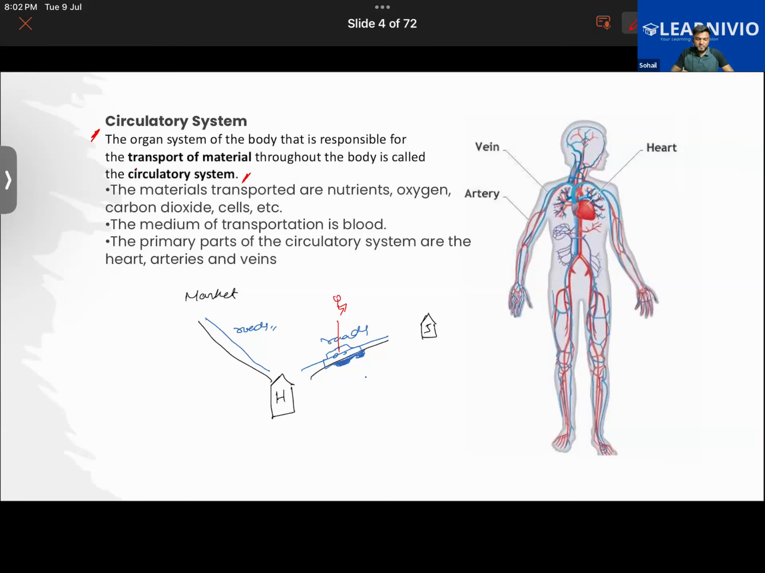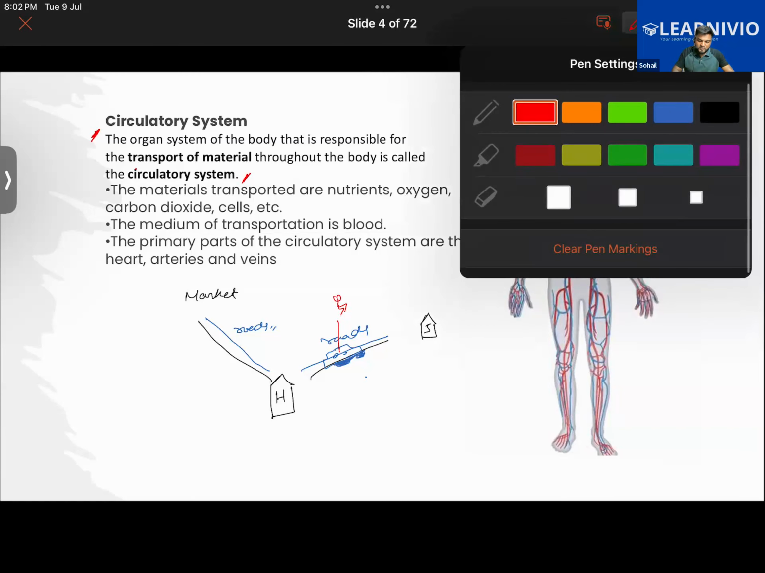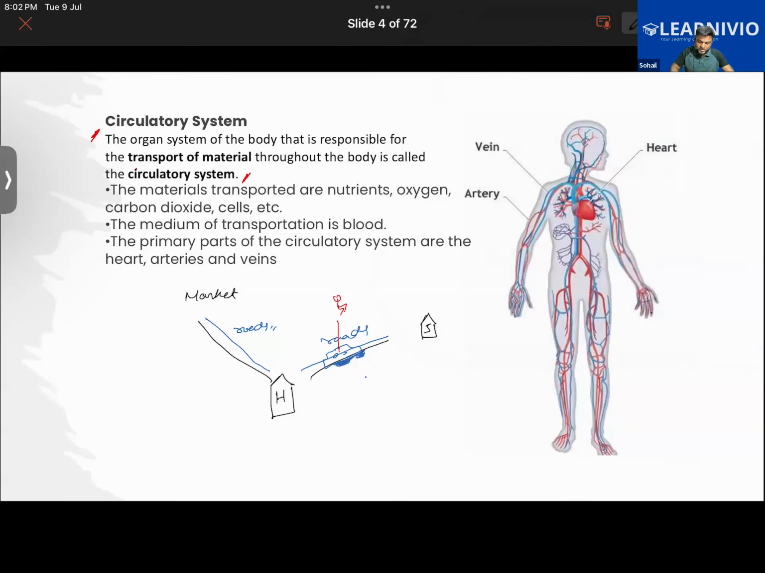Getting it now? Heart, you guys know, is a muscular organ that pumps the blood throughout the body. That is the main function of the heart, right? Blood vessels are veins, arteries, and let me write down one more: capillaries would also be there. So veins, arteries, capillaries, these are the blood vessels. Furthermore, we can count the blood too. Good, Fatima.